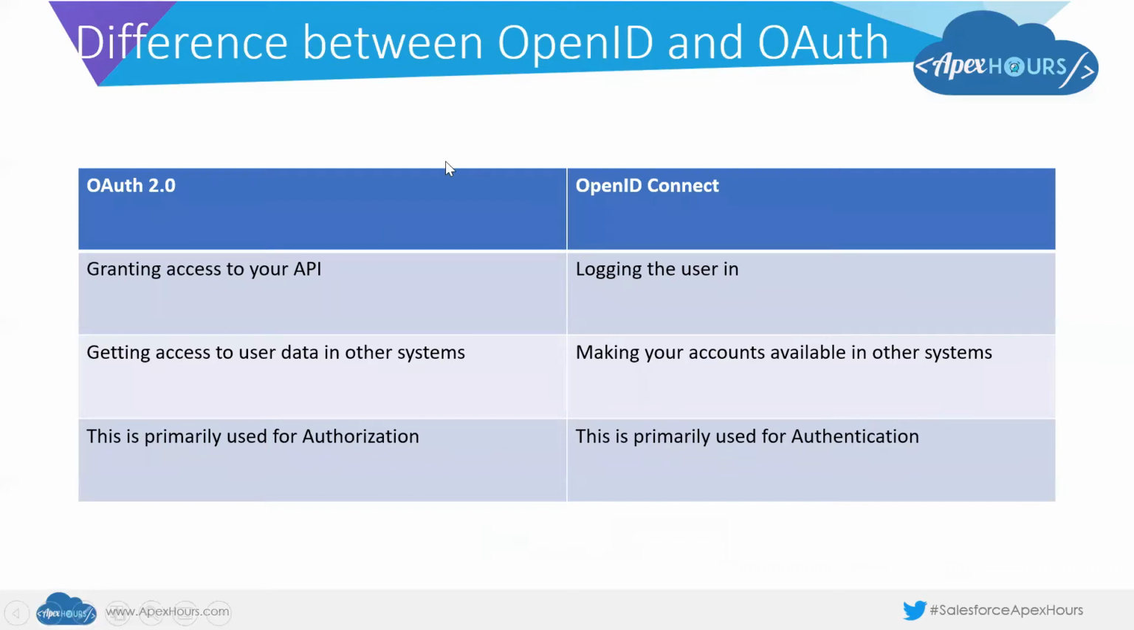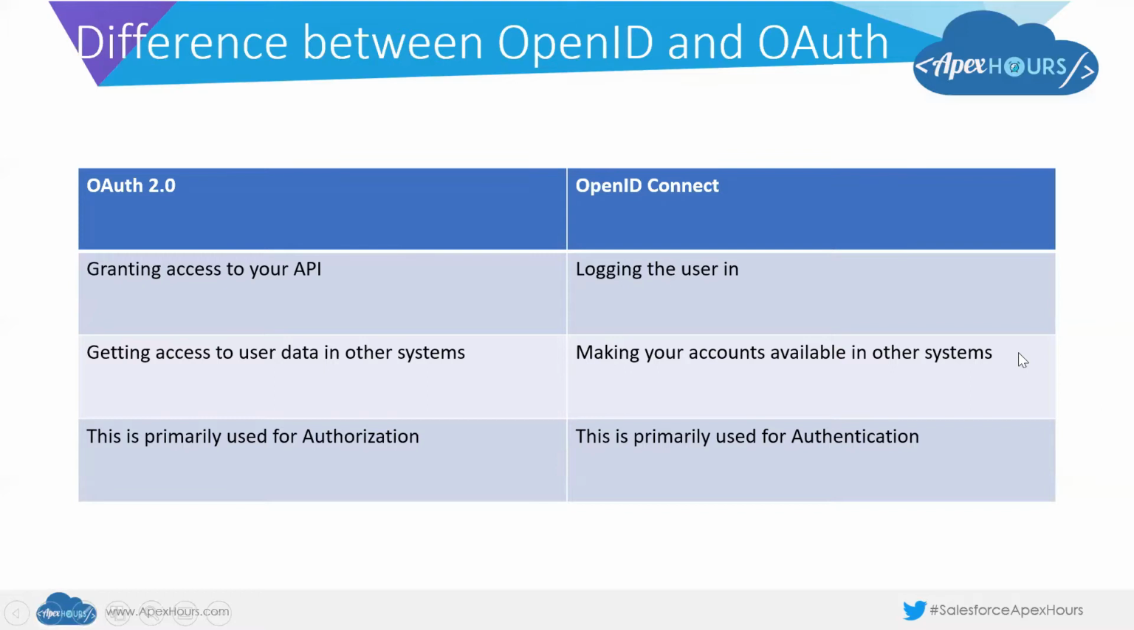So just to summarize, if you are wondering what the difference is between OpenID and OAuth, then this table will help you. OAuth is basically used for granting access to your API. OpenID Connect is logging the user in. Basically, it's talking about the authentication part. OAuth gives you access to the user data in another system. OpenID makes your account available in another system.